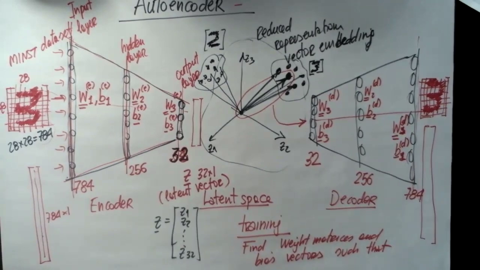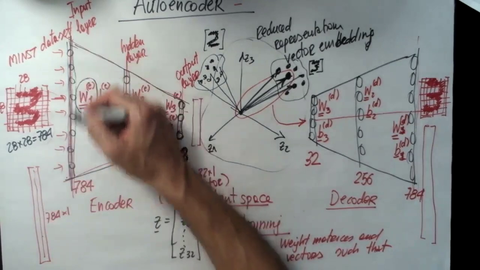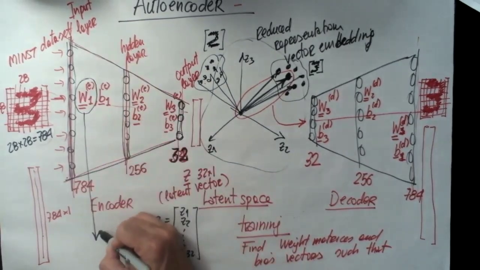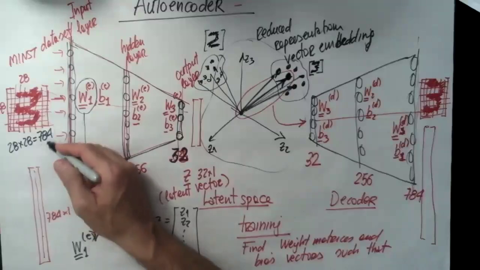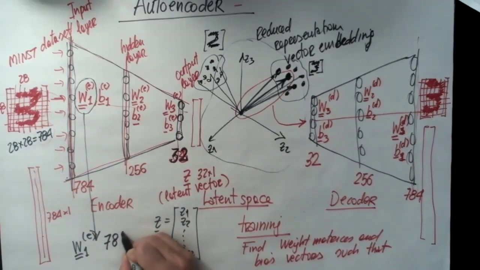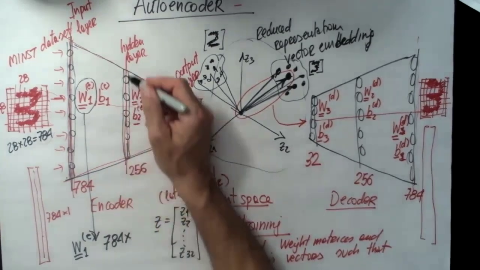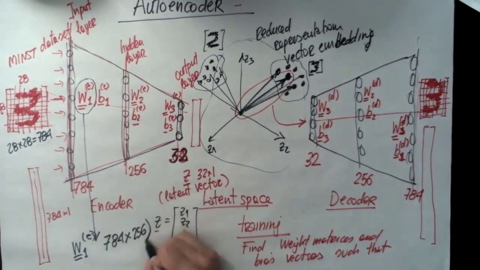And there is something more: the output of the first layer, the weight matrix of the first layer, has dimensions, because we need to pass 784 times 256. Okay?